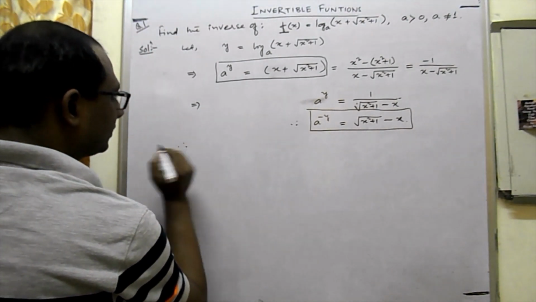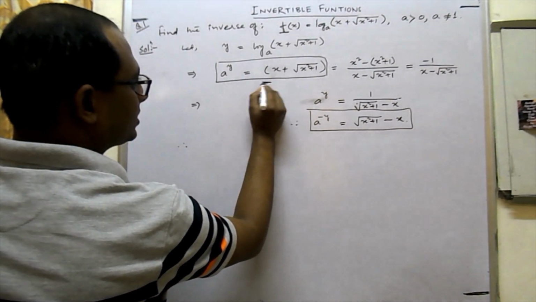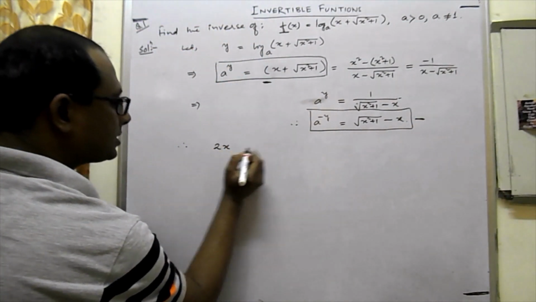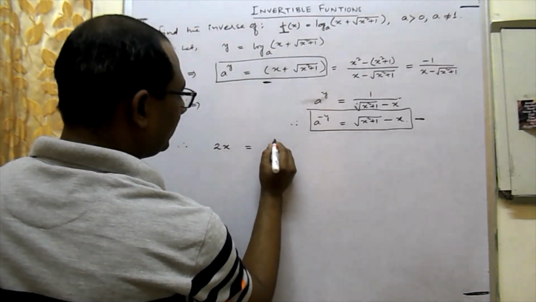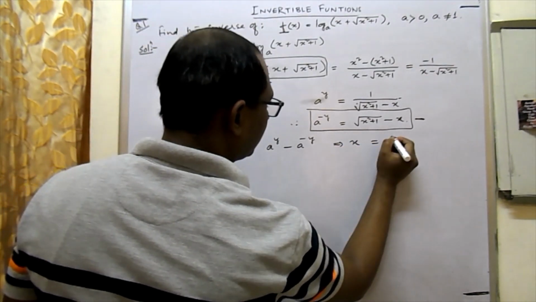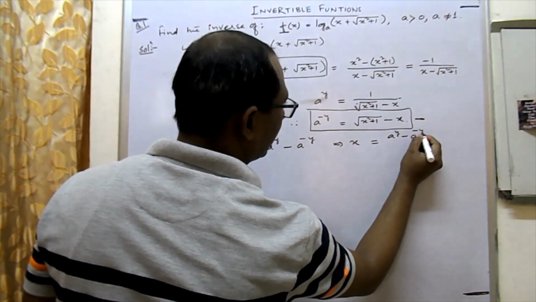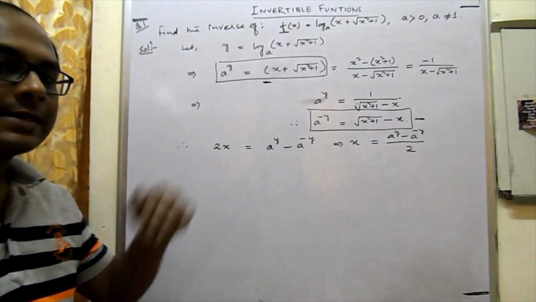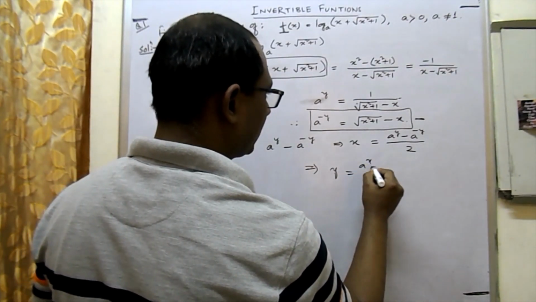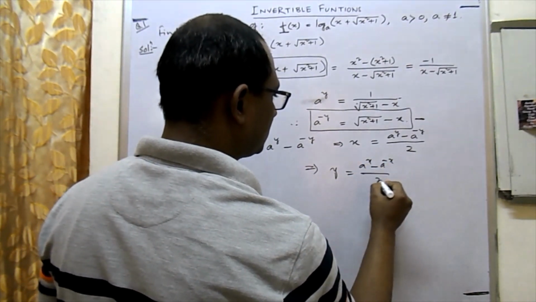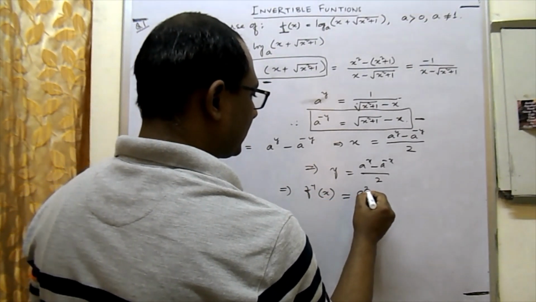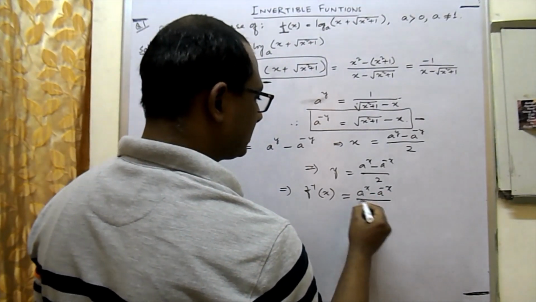So, considering this one to be equation 1 and this one to be equation 2, 1 minus 2 will give us 2x equal to a to the power y minus a to the power minus y. So x in terms of y will be a to the power y minus a to the power minus y by 2. What was the next step? We'll swap x and y. So y will be equal to a to the power x minus a to the power minus x by 2, and in place of y we'll write f inverse of x. Therefore f inverse of x will be a to the power x minus a to the power minus x divided by 2.